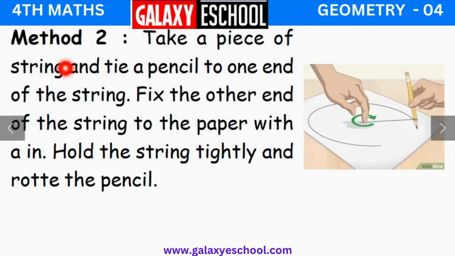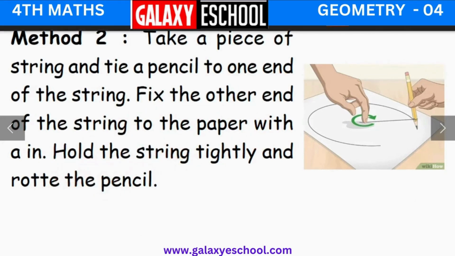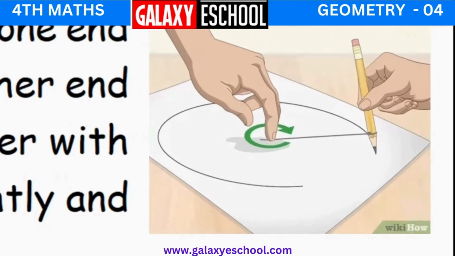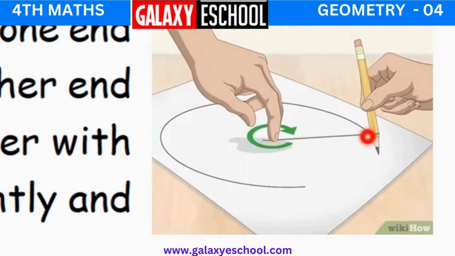Now coming to the second method. What is the second method? Take a piece of string and tie a pencil to one end of the string. Fix the other end of the string to the paper with a pin, hold the string tightly and rotate the pencil. If you can see here in the image, what are they showing? A string is nothing but a thread.